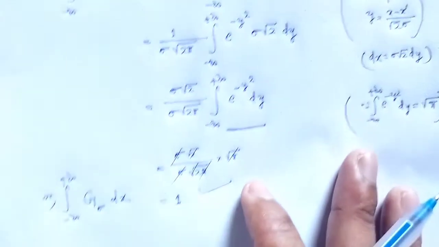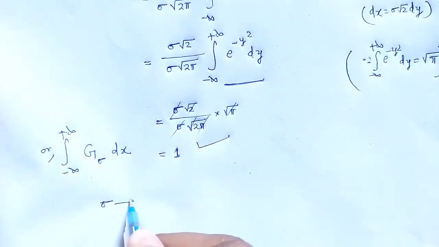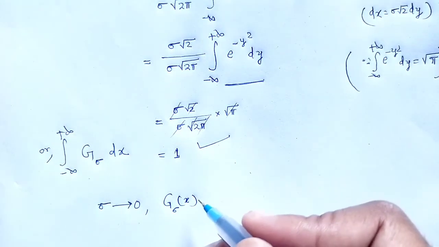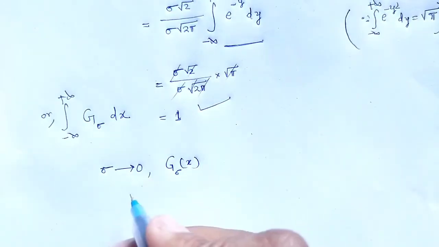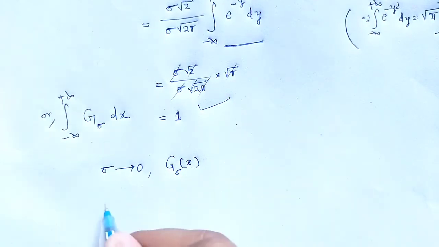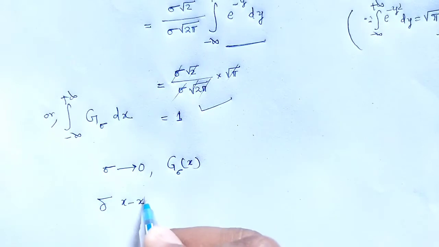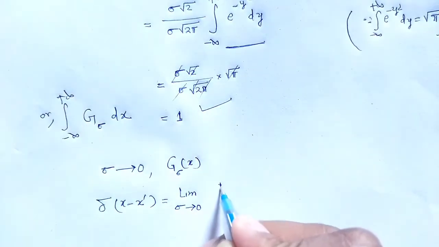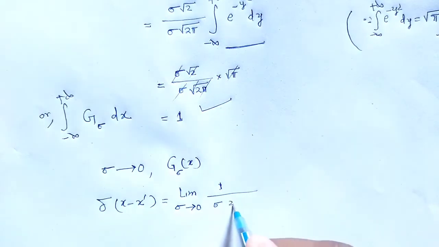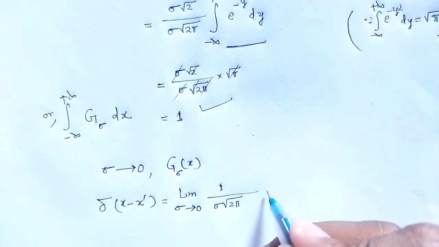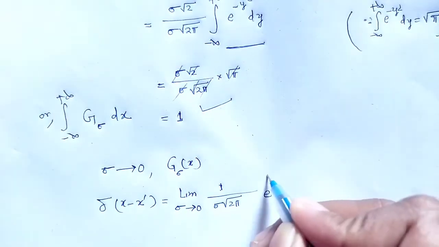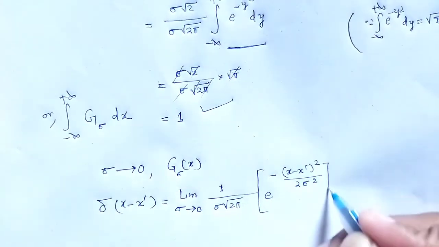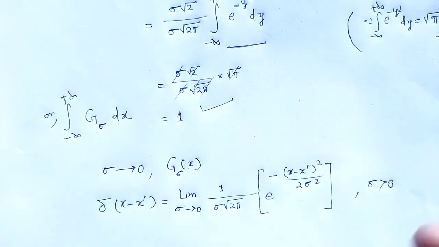Hence, in the limit concept, sigma tends to 0, then g sigma of x has the properties of the delta function. That's why the Dirac delta function can be represented as delta of x minus x dash is equal to limit sigma tends to 0 of 1 divided by sigma square root of 2 pi e to the power minus x dash square divided by 2 sigma square, whereas sigma is greater than 0.